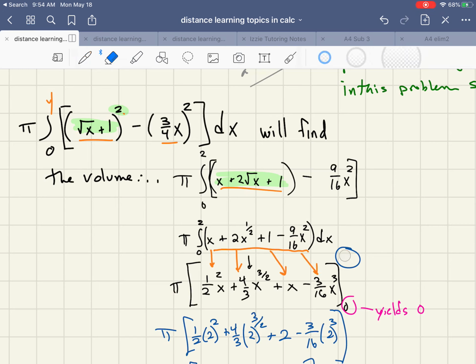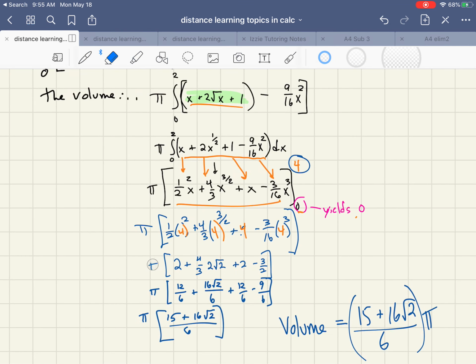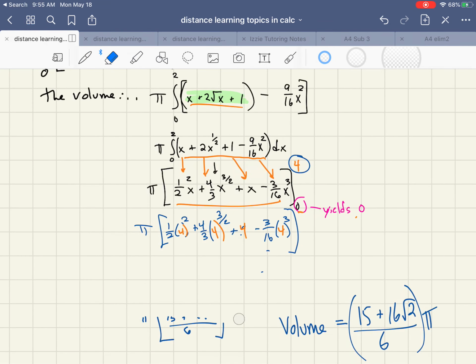Okay, and then I'm going to plug in my 4. And since there's no constant term, 0 yields 0. So I'm not going to worry about the subtract 0 piece. So I've got some recalculating to do here. 4 there, 4 there, 4 there, 4 there. Boy, I did a lot of work for nothing down here.